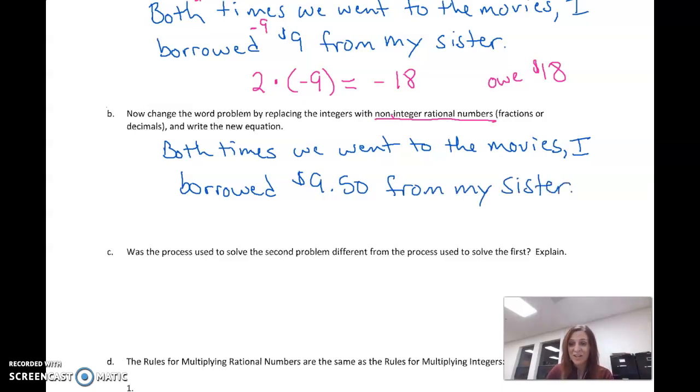All right, how is that going to change it? Are we changing how we're multiplying? Well, again, both times, that's 2. And if I borrow $9.50, it's going to be a negative $9.50. And I'm doing that 2 times, so I'm just going to multiply these two. If you go 2 times $9.50, that's $19. So did I gain $19 or do I owe her $19? Well, of course I owe her $19. So a positive times a negative is still a negative.